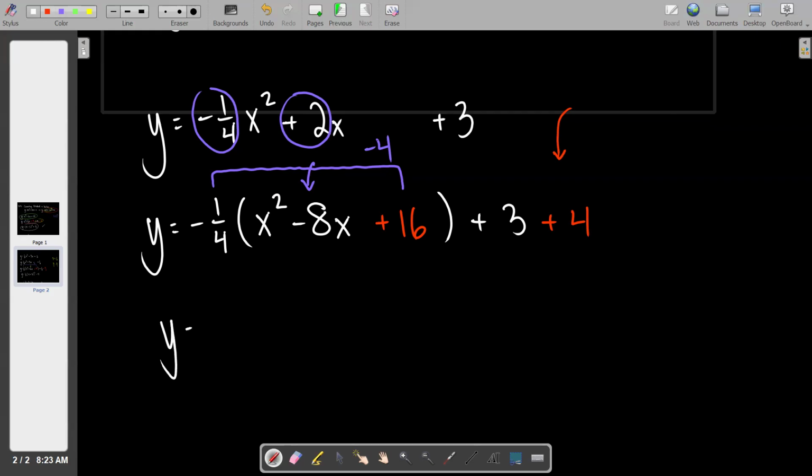So you have y equals negative 1/4 of something squared. What's the something? Yeah. And at the back? And that is done. Got it? That is how you convert a standard form quadratic into a vertex form quadratic.